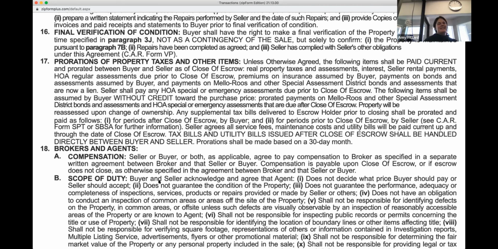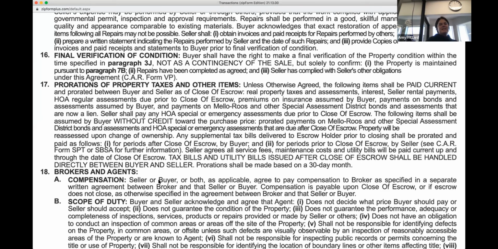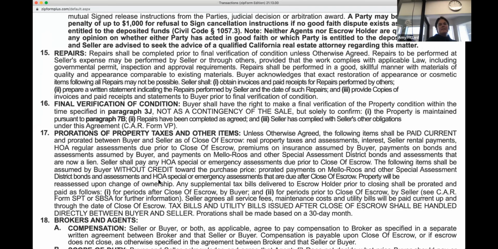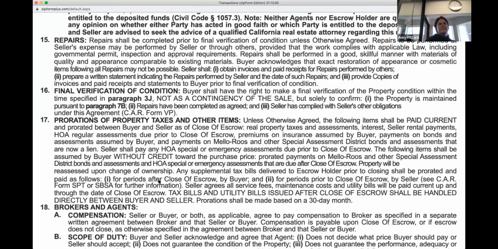Does anybody have any questions about sections 14, 15 or 16? All right.